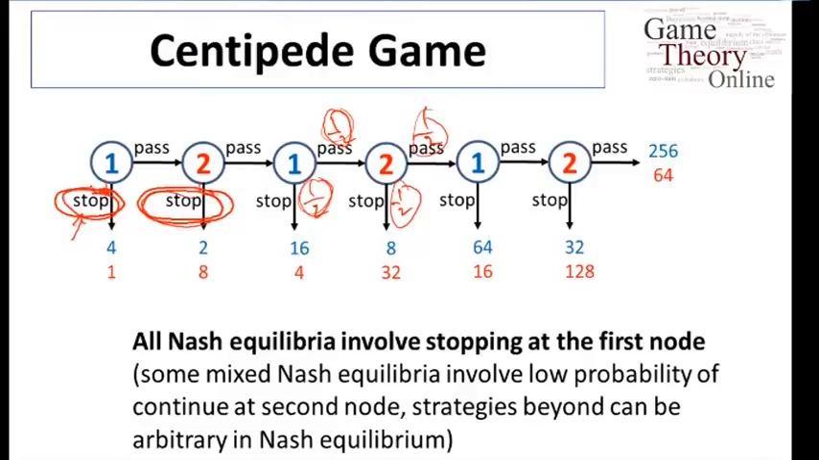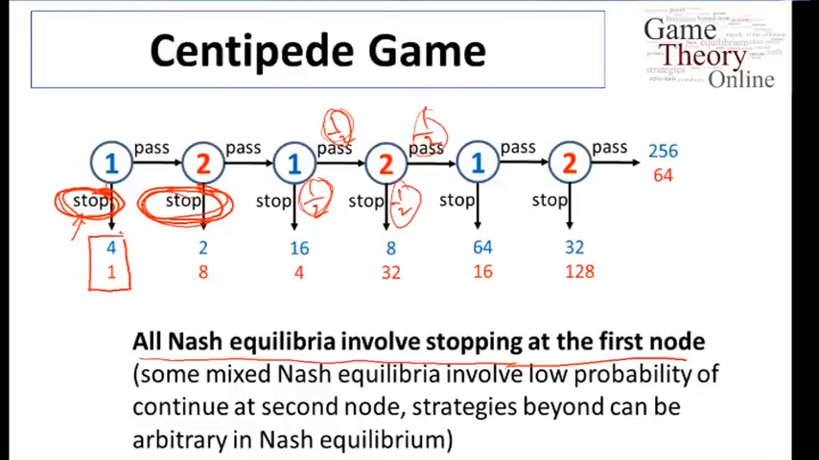So we have a prediction here that in all Nash equilibria, you'll have stop at the first node, and there are some more complicated equilibria where player 2 mixes even at the second node, but puts high enough probability on stop so that player 1 wants to stop at the first node. So there's a lot of Nash equilibria in this game. All of them involve stopping at the first node.